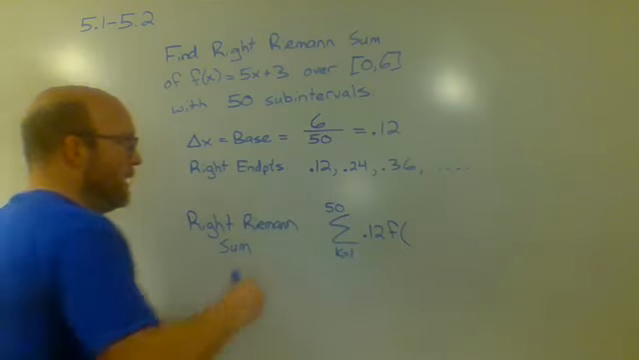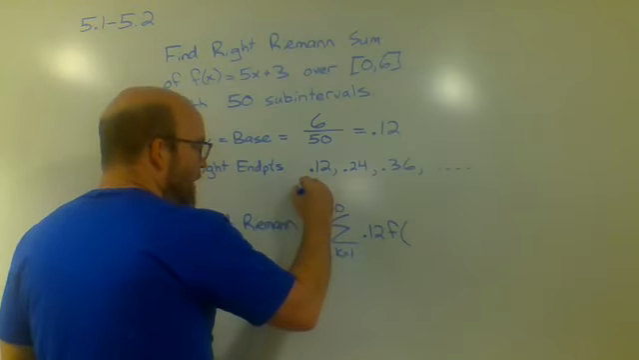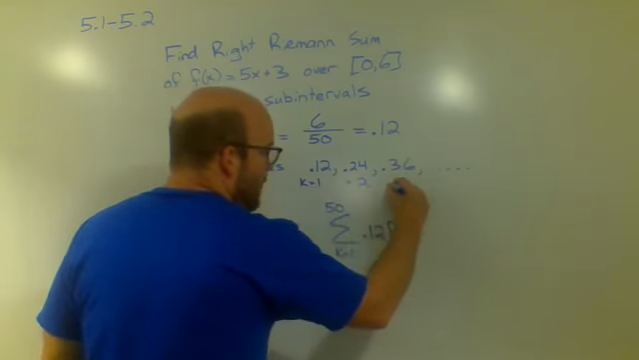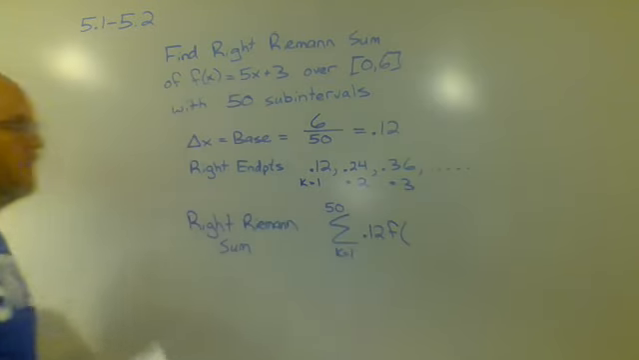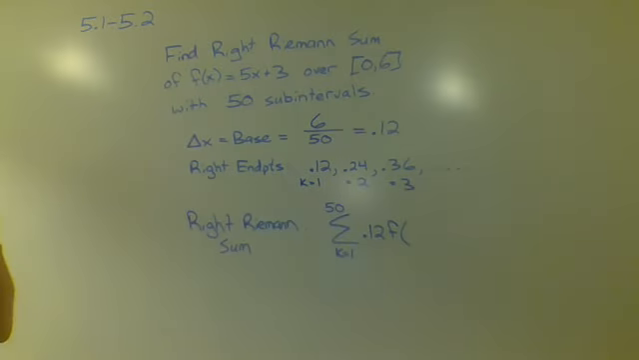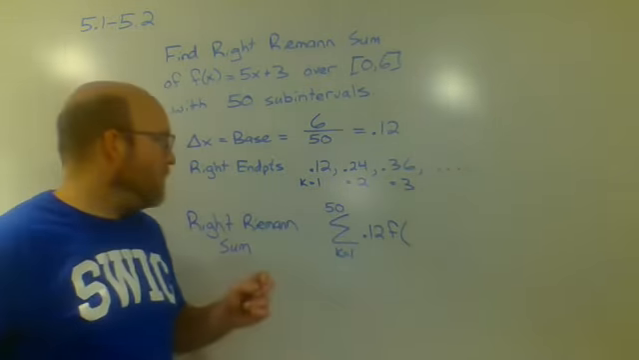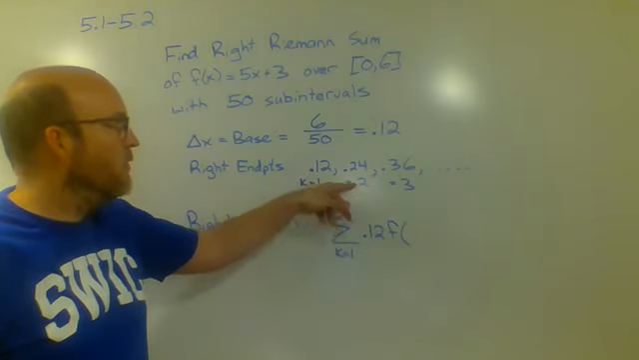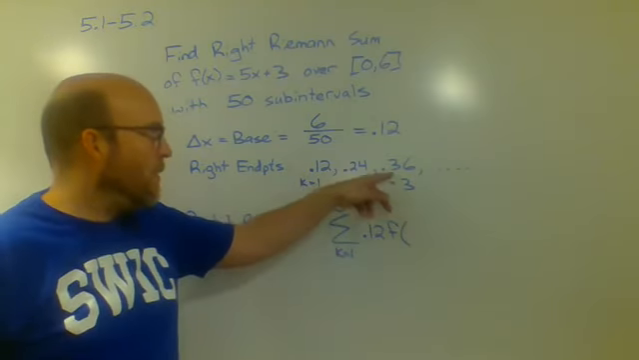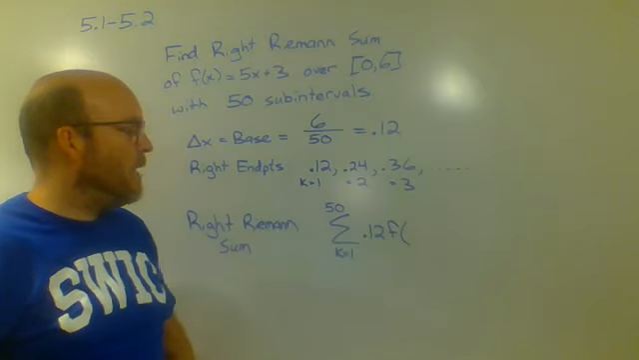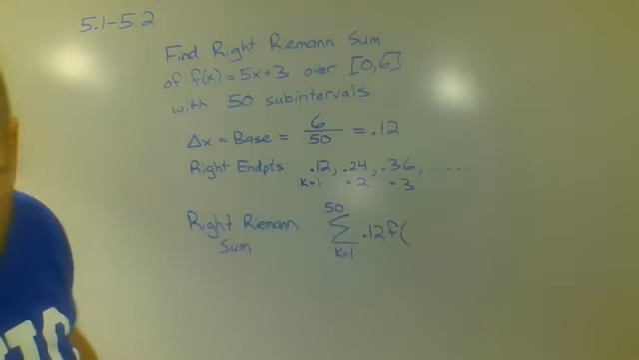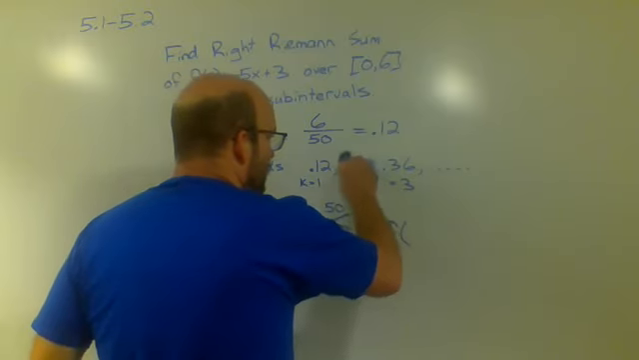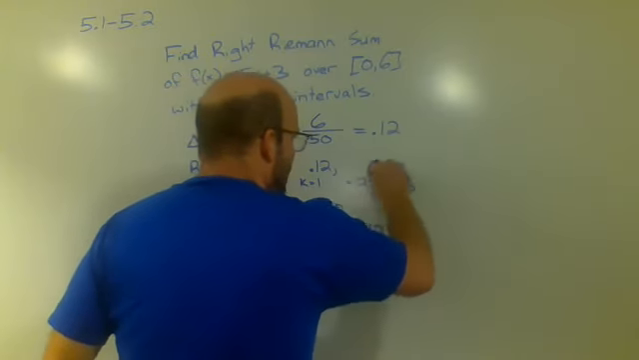Okay, so keep in mind here, this would be the right endpoint for k equals 1, for k equals 2, for k equals 3. So all we're doing here is looking for a pattern. What relationship can I use that goes from k equals 1 to 0.12, or k equals 2 to 0.24, k equals 3 to 0.36?